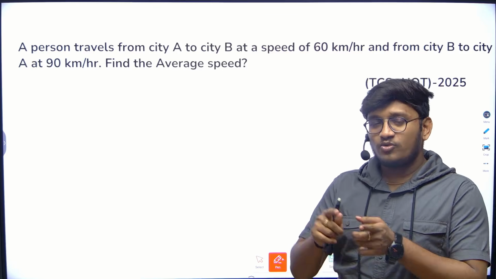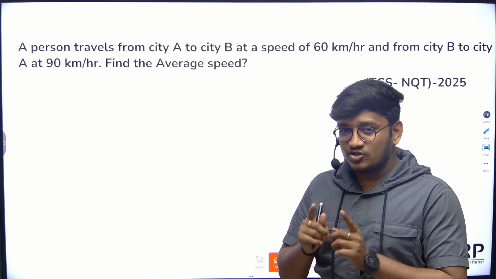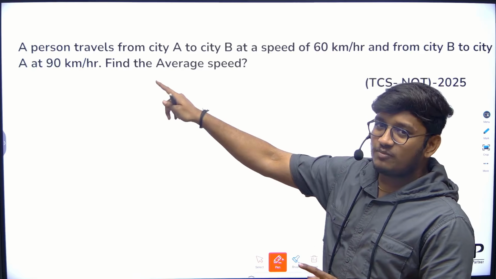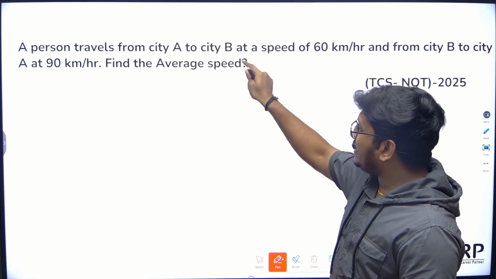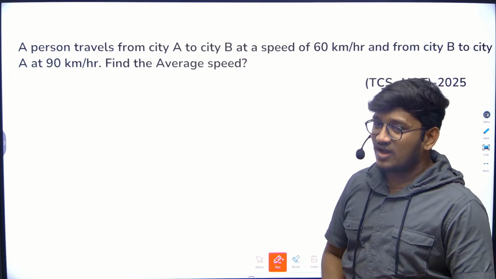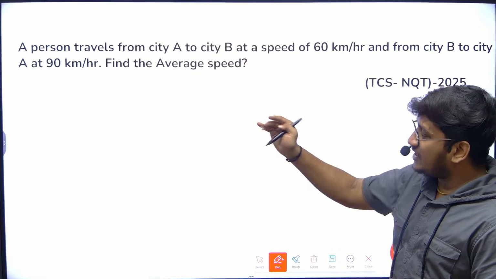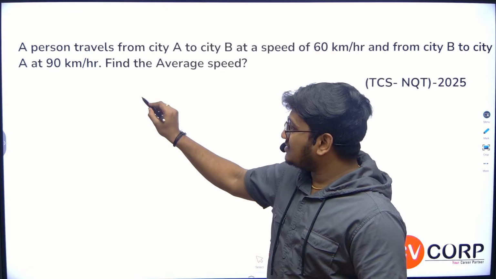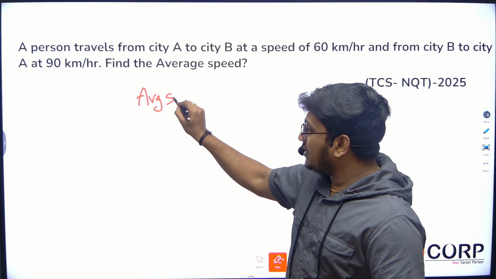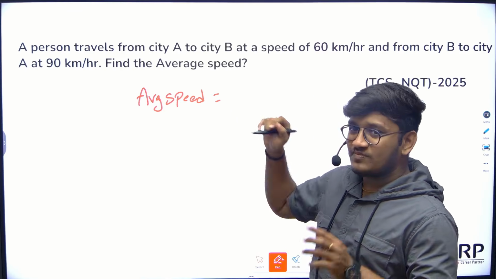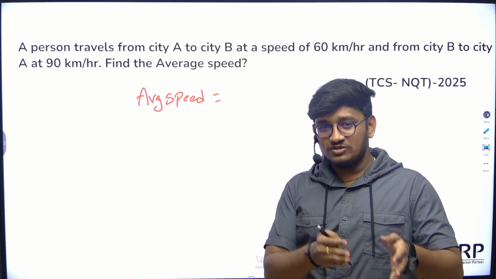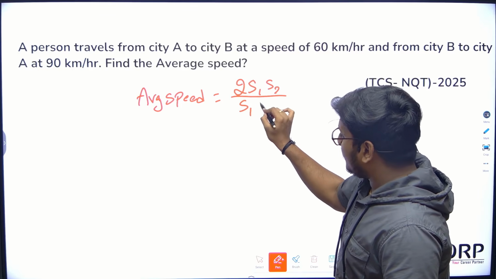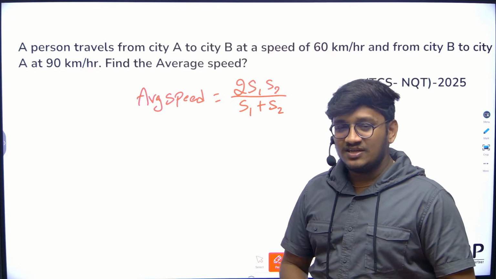So those who are going to attend any TCS NQT drive, make sure that you know the average speed formula. Very simple. When the distance is constant, for example a person travels from city A to city B at a speed of 60 kilometers per hour and from B to city A at 90 kilometers per hour, the distance is constant. When distance is constant, average speed is equal to 2 S1 S2 by S1 plus S2. This is the formula, right?